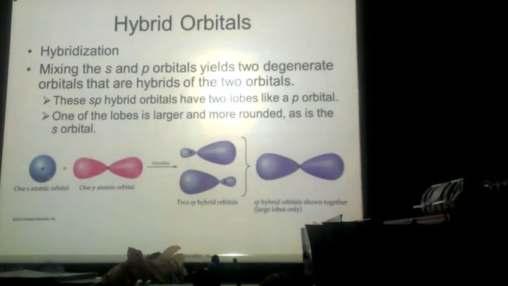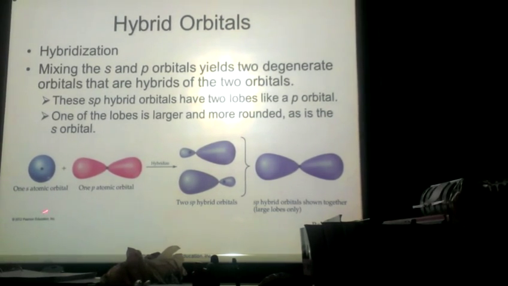Now we get to something called hybridization. What really happens is that the 2s orbital and the 2p orbital are going to mix to make something called the sp orbital. So I'm going to have one s orbital and one p orbital, so I have 2 atomic orbitals total, mixing to make 2 sp hybrid orbitals. And if I have them both together, I can see the sp hybrid orbitals are here shown together.